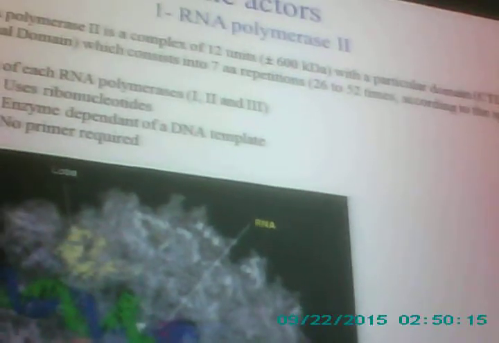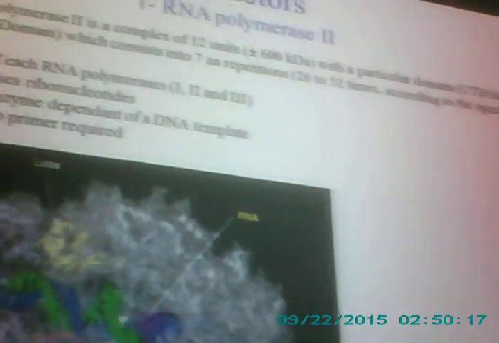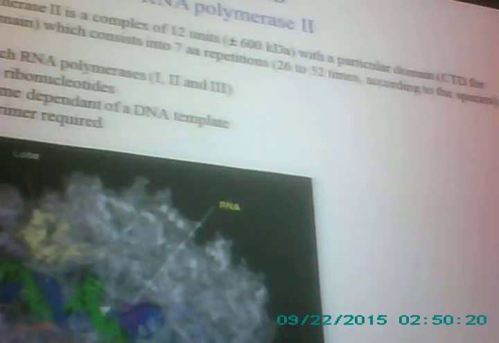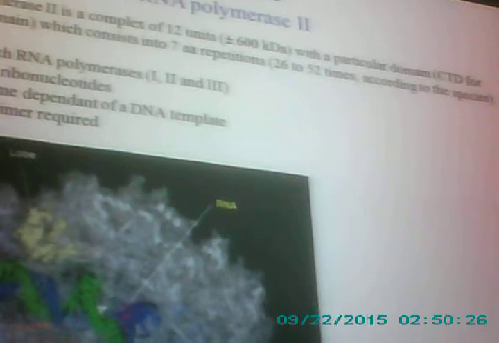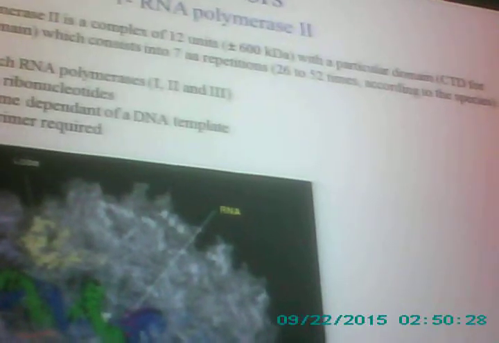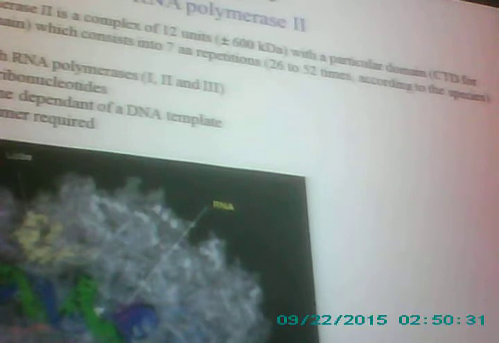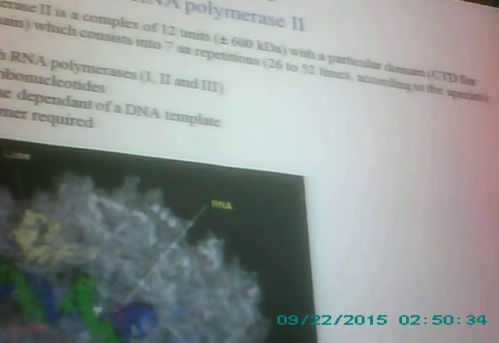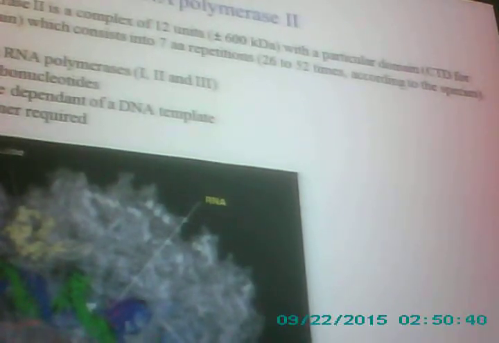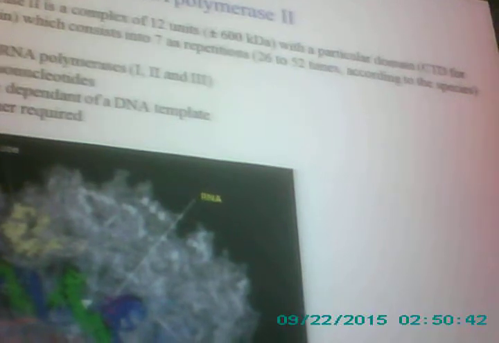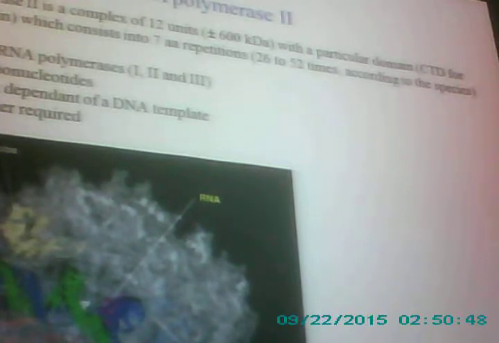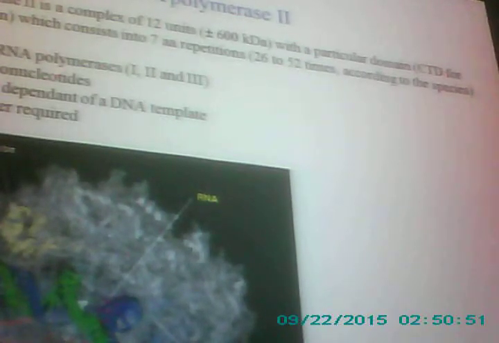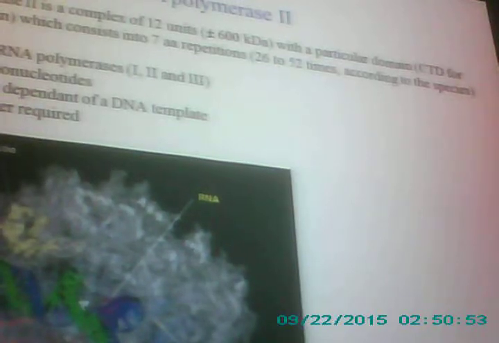Okay? Then RNA pol II is, as I told you, a polymerase. But you have different kinds of polymerase in nature. They are all defined by 3 different properties. First of all, you have the choice of nucleotide. In nature, you have deoxyribonucleotide and you have ribonucleotide. So if you use deoxyribonucleotide, you are going to produce DNA. If you use ribonucleotide, you are going to produce RNA. So this one is an RNA polymerase. It produces a strand of RNA.